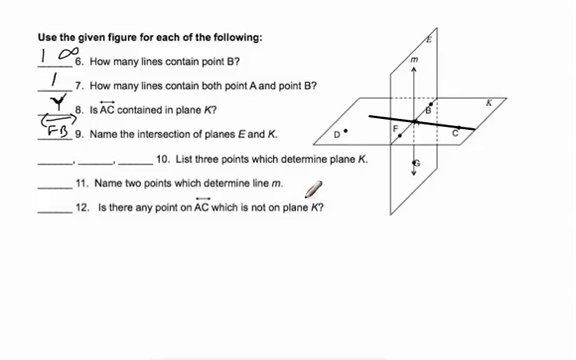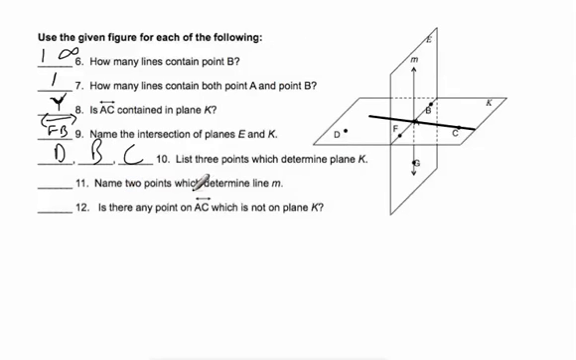List 3 points which determine plane K. Remember, to name a plane, we need to have 3 non-collinear points. So as long as I choose 3 non-collinear points, all contained in plane K, we could name it that way. I'll choose point D, point B, and point C. We can name it plane DBC. We can name it a number of other things as well.